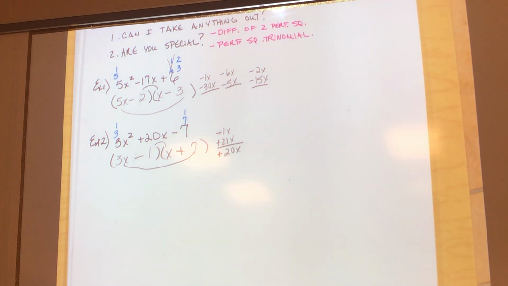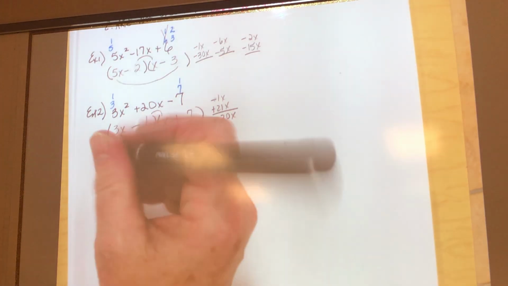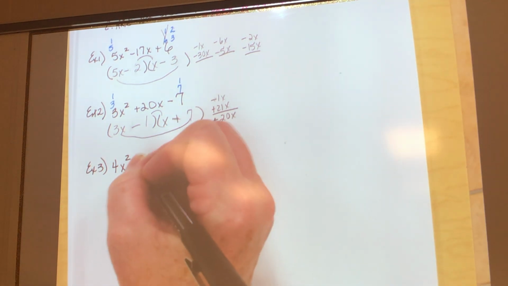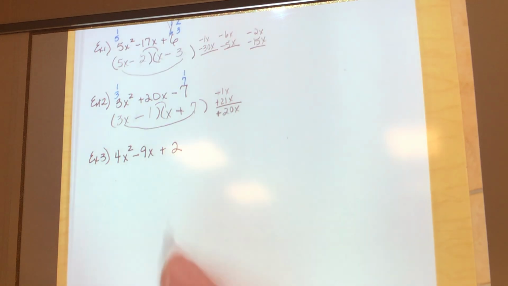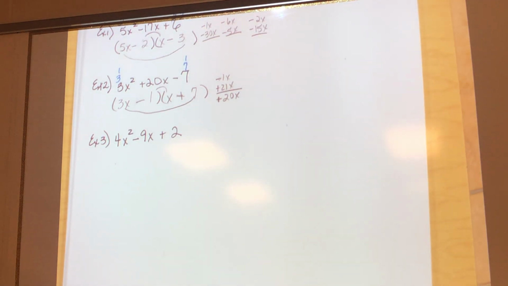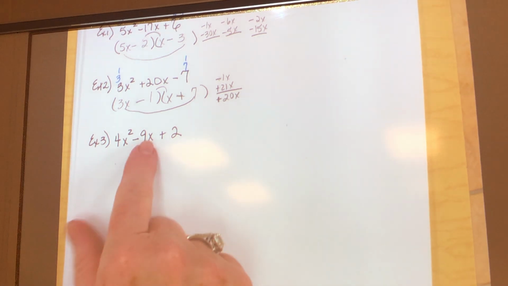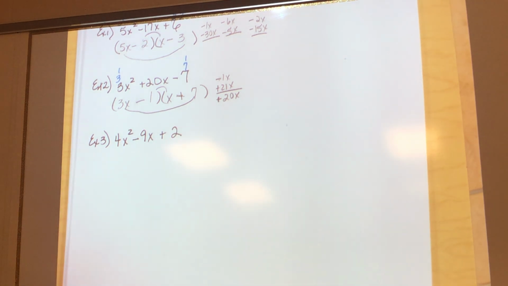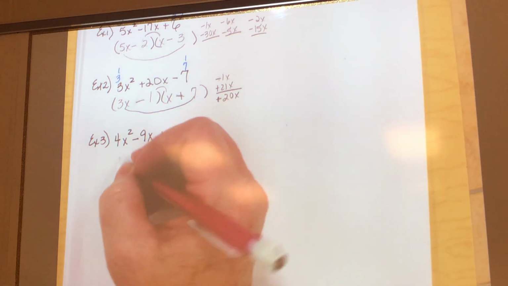Okay? Anybody got a question? All right, let's try another one. Example 3. 4x squared minus 9x plus 2. Can I take anything out? Yes or no? No. Is he special? Why is he not special? 2's not a perfect square, people. 4x squared is a perfect square, but 2's not. So he's not special. All right? So we're just going to factor him like this.